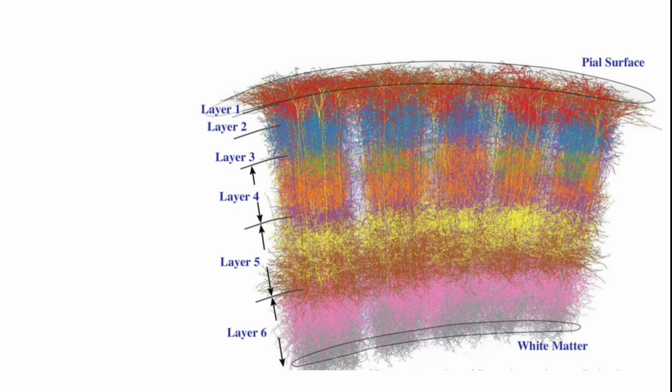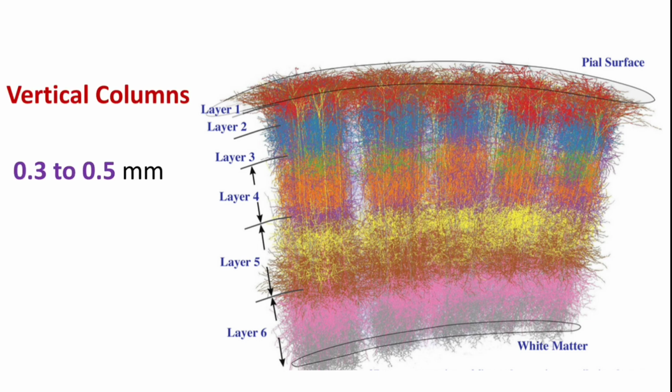Now functionally, neurons of the S1 area or primary somatosensory area are arranged in vertical columns. As you can see here, they are arranged in vertical columns, and these vertical columns extend through all the 6 layers of the sensory cortex. Each column has a width of 0.3 to 0.5 millimeter, and it contains about 10,000 neuronal cell bodies, and each column responds to a different sensory modality.